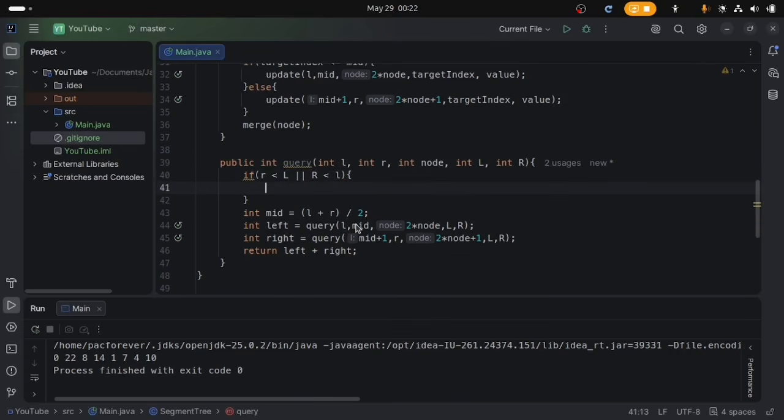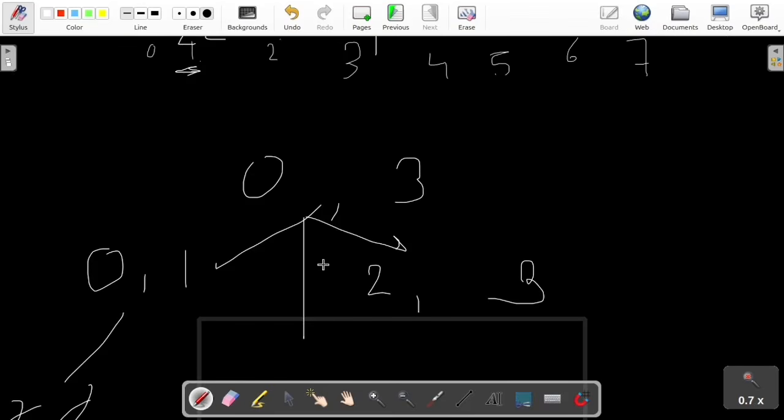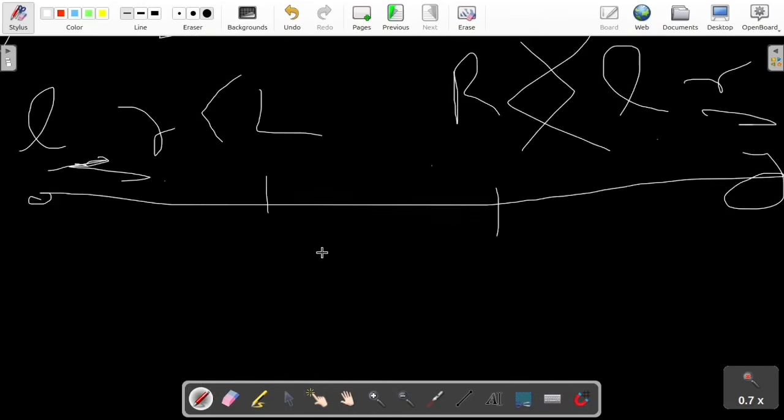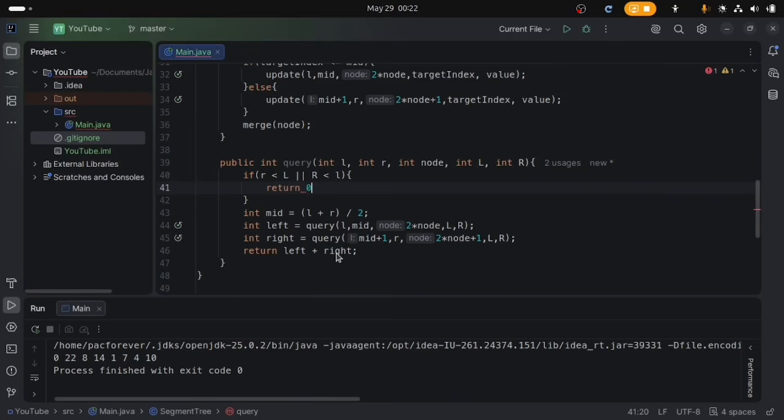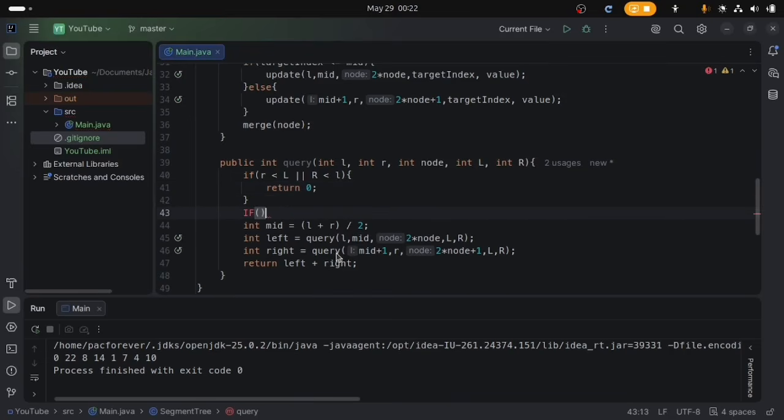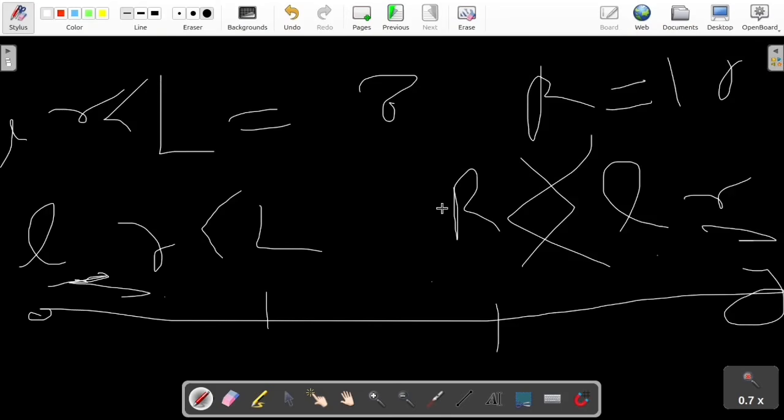Okay, what to return in this case? Of course, you are doing addition, and since this range is contributing 0, just return 0. Now let's write a case for complete overlap.